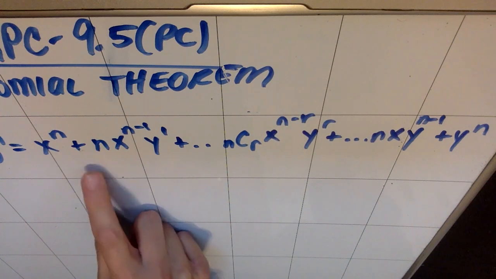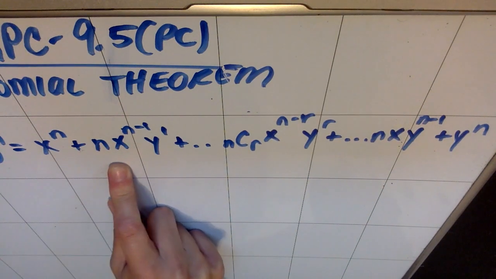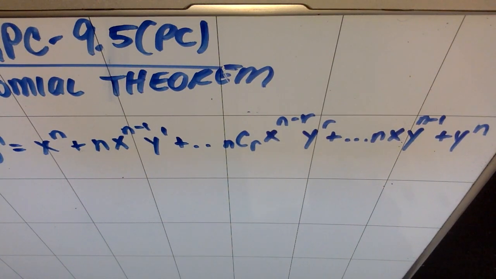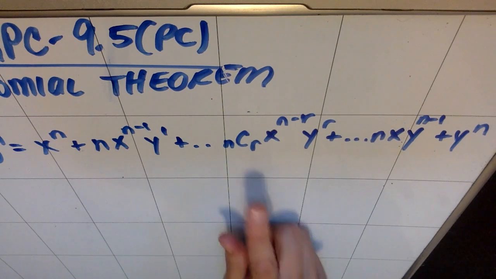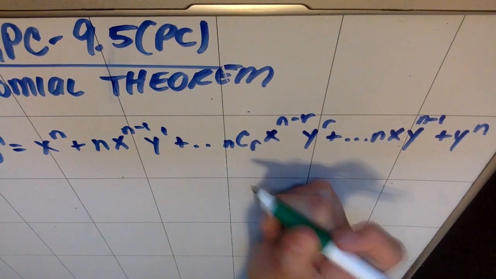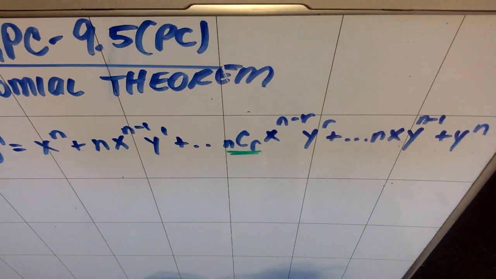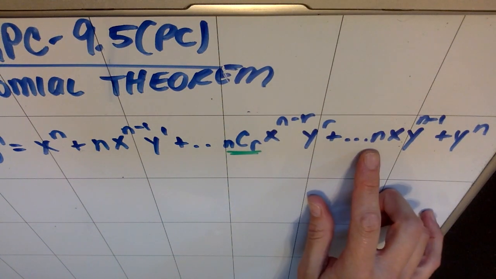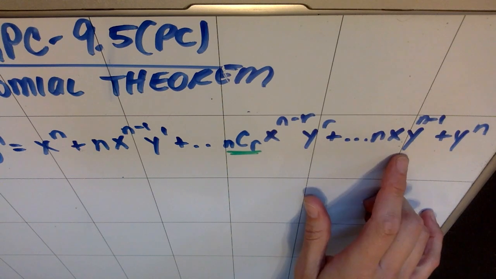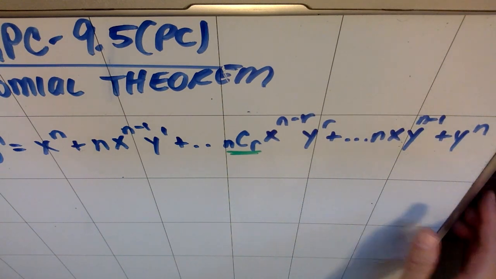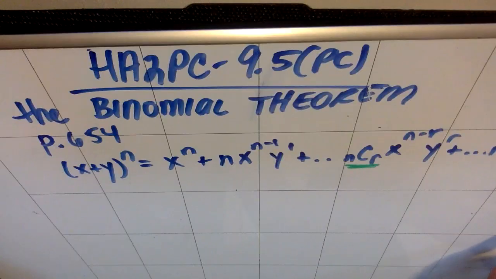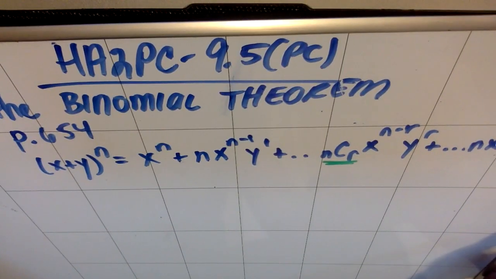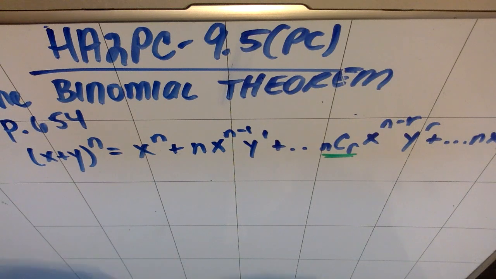So x^n plus n, where n was the power on the original expression, n x^(n-1) times y to the first, plus dot dot dot, and then there's that nCr that we talked about in the last video. In our last video, we talked about nCr. So n choose r, x^(n-r), y^r, and then dot dot dot, and then we eventually get to the point where we have an n times x to the first, and a y^(n-1), and a y^n, okay?